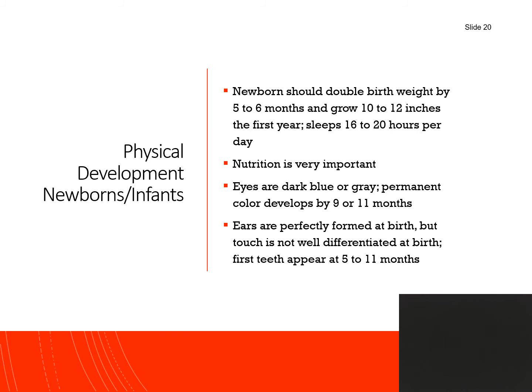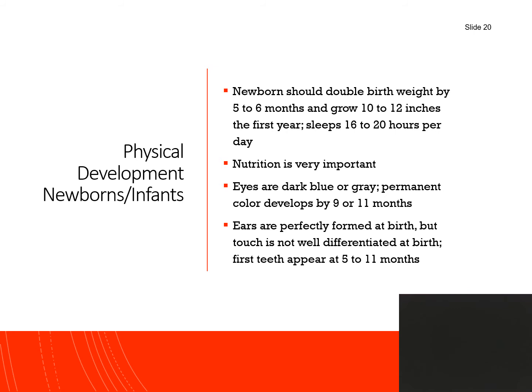The newborn's eyes are dark blue or gray. The permanent eye color will develop by about 9 to 11 months. Newborns can hear well and they are afraid of loud noises. They prefer their mother's voice to those of other women, and they do recognize voices of other family members. The sense of touch is not well differentiated at birth, but babies need to be touched and held. Positive reinforcement is important for new parents.